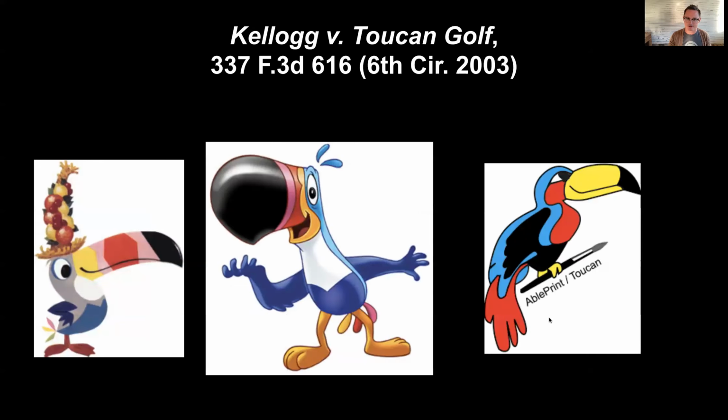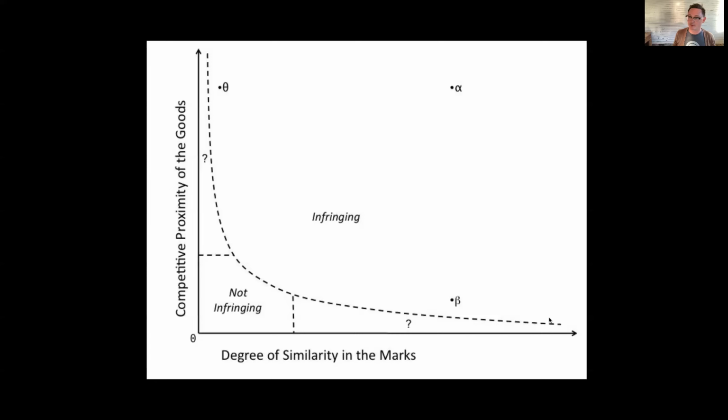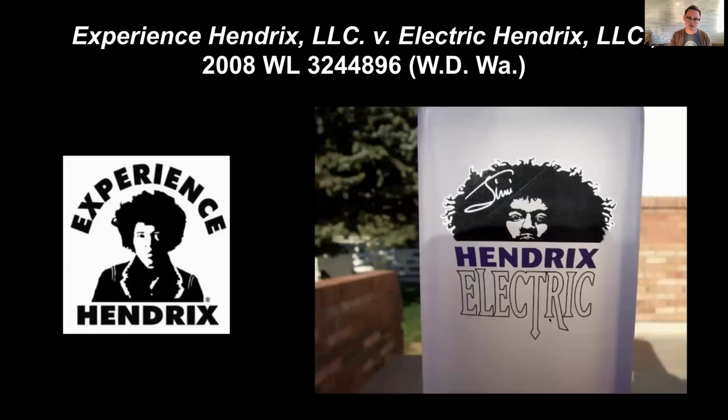So in the case of Kellogg's and Toucan Golf, the products aren't very similar. So the marks would have to be really, really similar indeed in order for confusion to be likely. And because the marks are pretty different and the products are pretty different, the court is inclined to find that consumer confusion is unlikely under the circumstances.